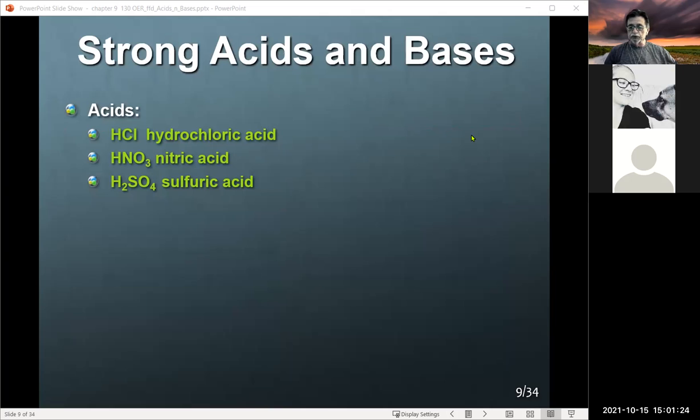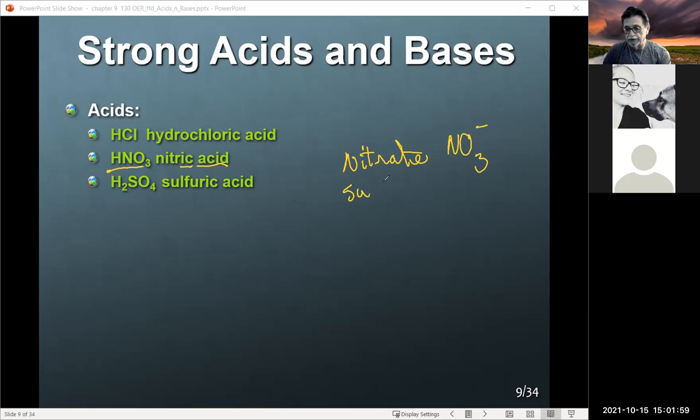So here are the strong acids: hydrochloric acid, nitric acid, and sulfuric acid. Earlier I showed you the nitrate ion. You remember that? Which was NO3 minus. If I put that proton back up, I have nitric acid. So I just remove the ATE, add the IC, and then add the word acid. Okay.